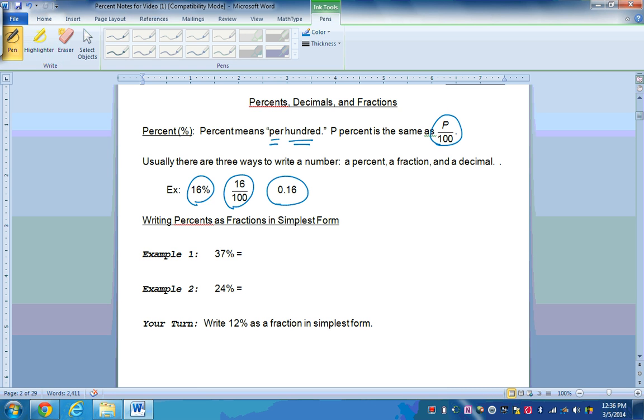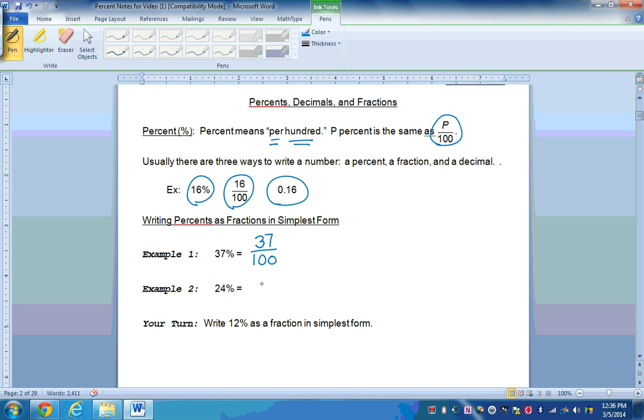We're going to start with a percent and change it into a fraction in simplest form. Let's start with example 1, 37%. 37% means 37 out of 100. We have our fraction, we just need to see if it's in simplest form. Is there anything that we can simplify this by? No. So we have our final answer there of 37 hundredths.